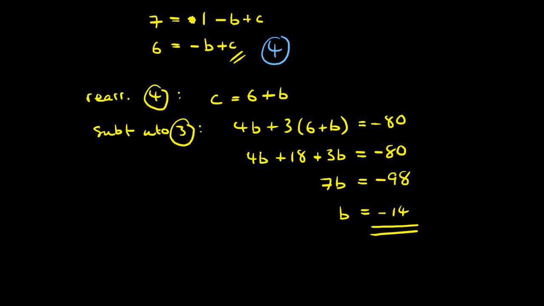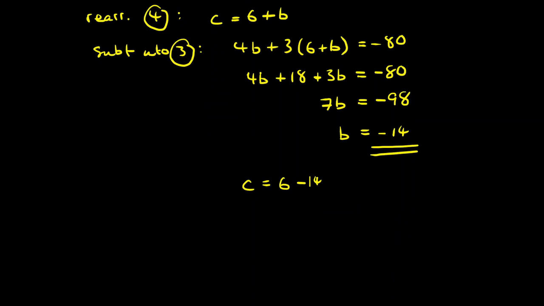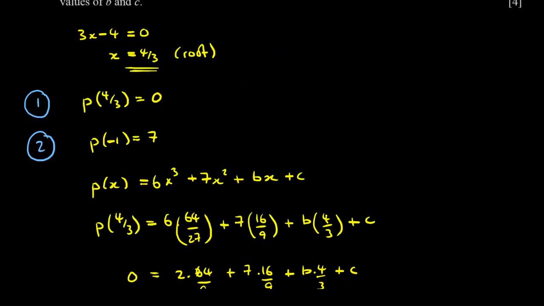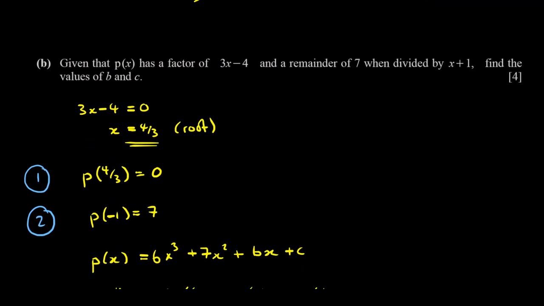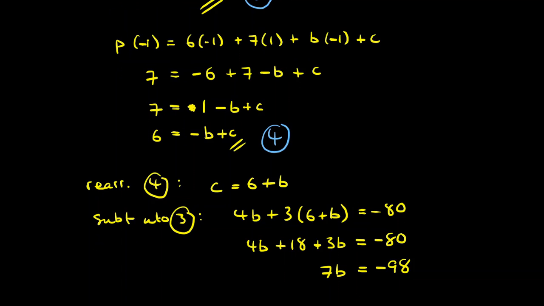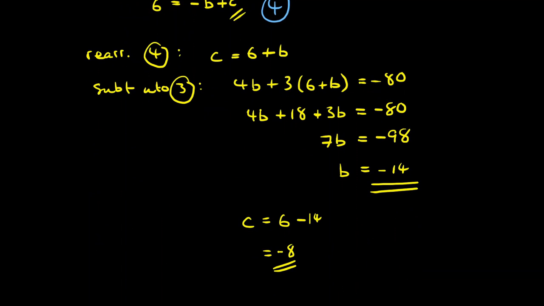Okay? And then I can just substitute back into here, right? So c would equal 6 plus -14. And 6 plus -14 is -8. Okay, let's go back and check the question again, make sure that we've answered it. Want to find the values of b and c? Yeah, we found the values of b and c.